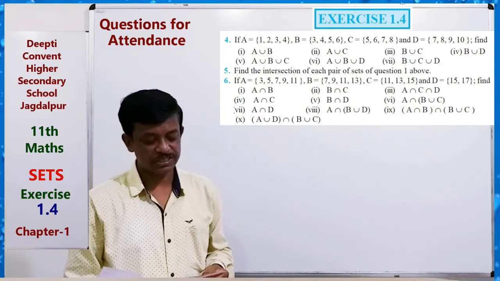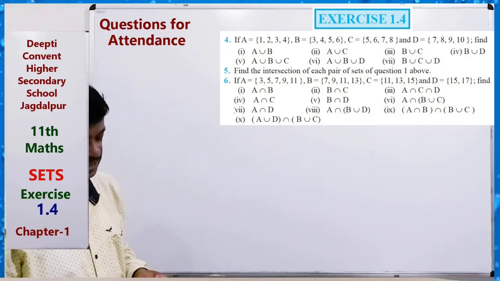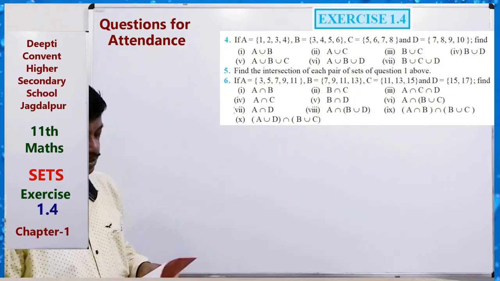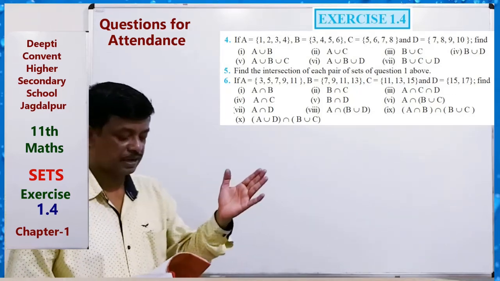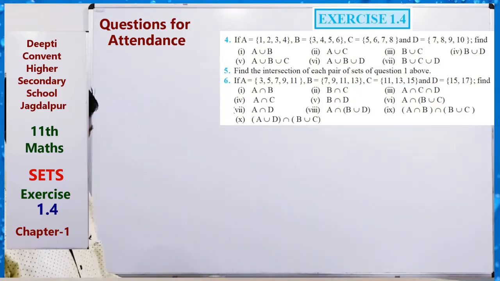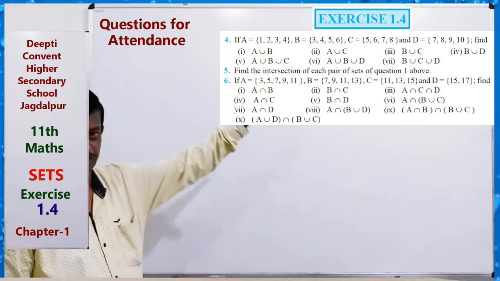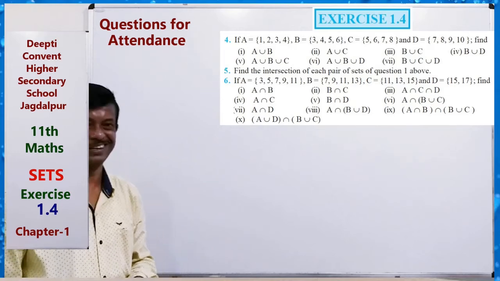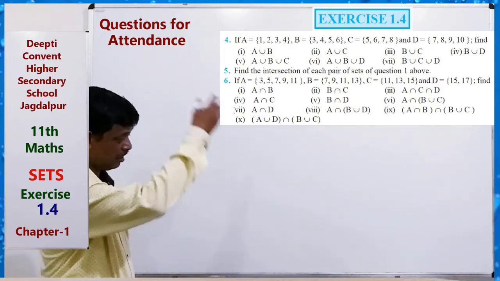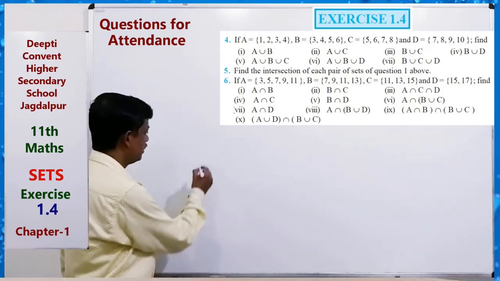Okay. Now question 6, you can see question 6. A equals 3, 5, 7, 9, 11, B equals this, C equals this, and D equals this. Find the intersection, just like previous question 4. Write all these values for your practice.